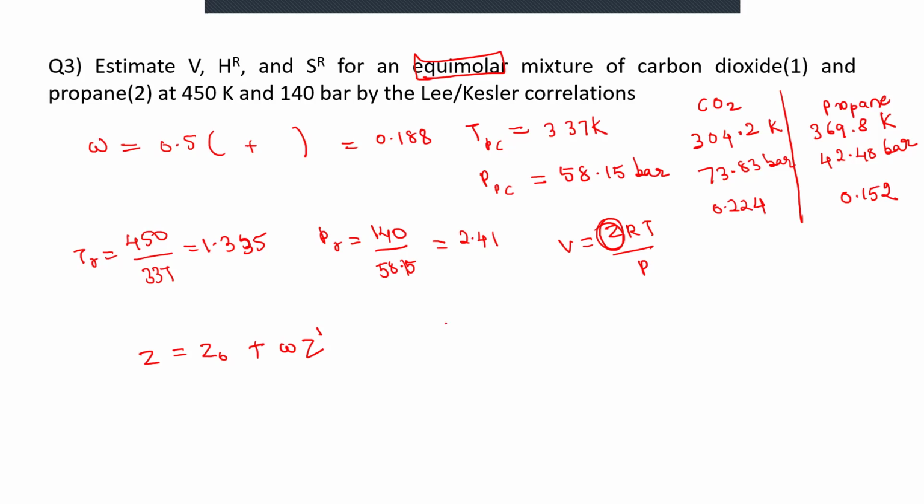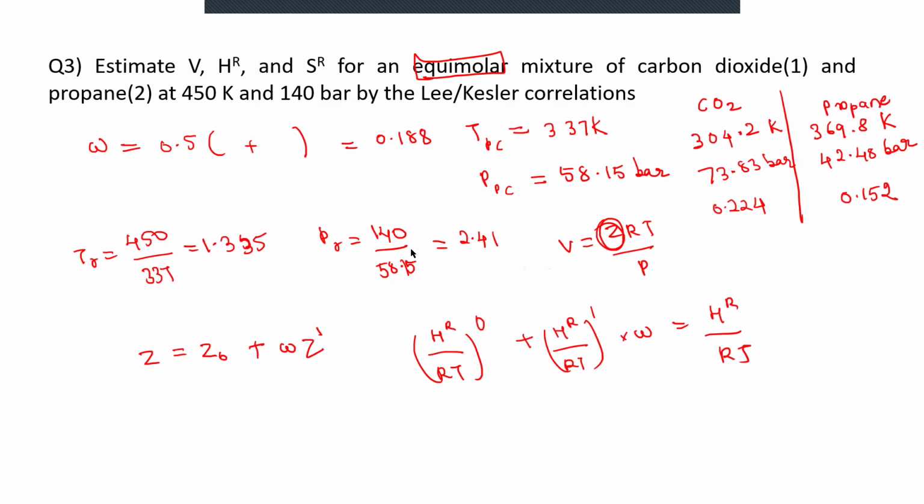So we have the HR by RT relation for this: HR by RT naught plus HR by RT 1 into omega is equal to HR by RT. Similarly for SR. So these things can be found at a given TR and PR in the Lee-Kessler tables. So I will be going through the tables for a minute.